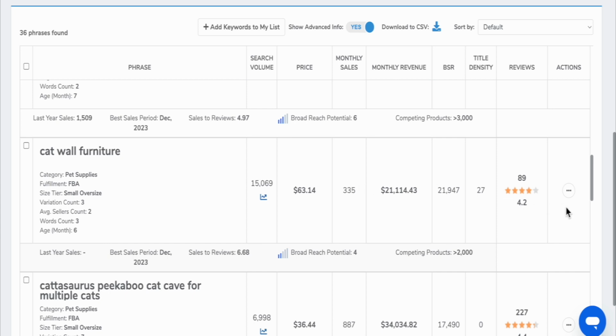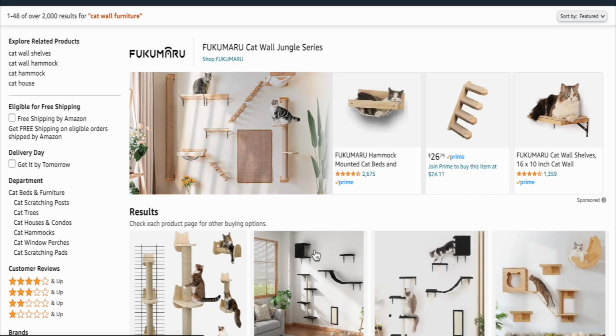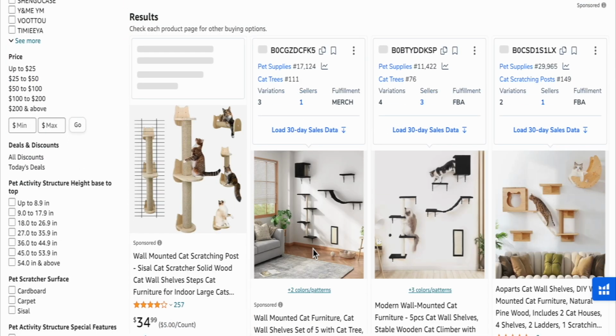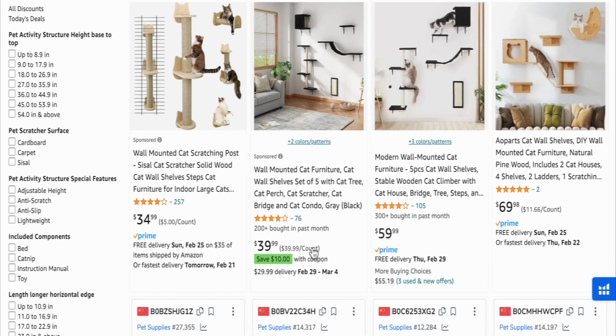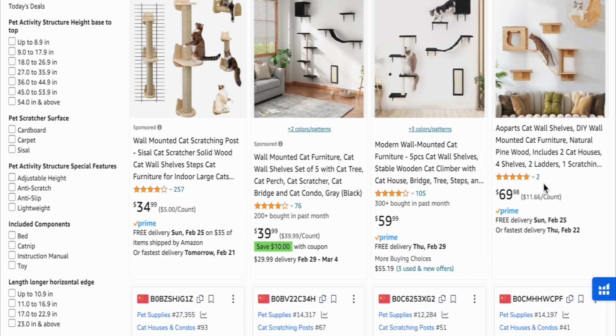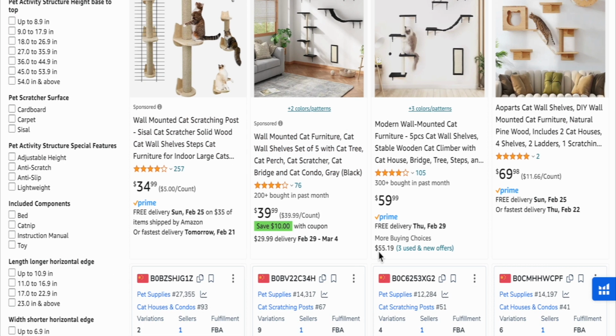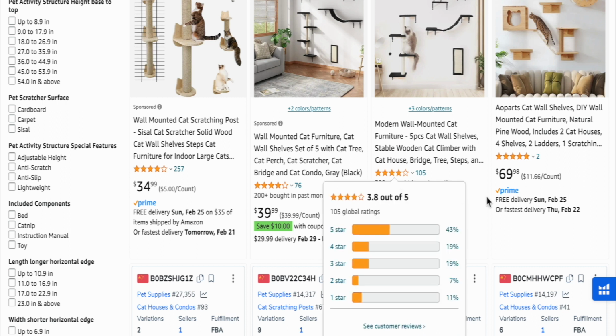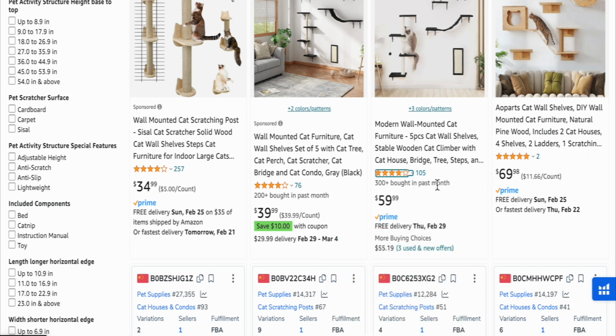So here's cat wall furniture. Let me see, I'll open it up here, and this looks interesting. Now, one thing I like to look at as well is if I can make it different, and all these kind of look different. And if you look here, they're selling theirs for 60 bucks and they have 300 plus sold. This one is 40, 200 plus sold for the past month. So yeah, you would go on here.